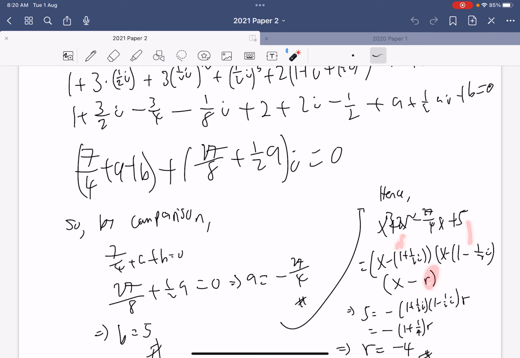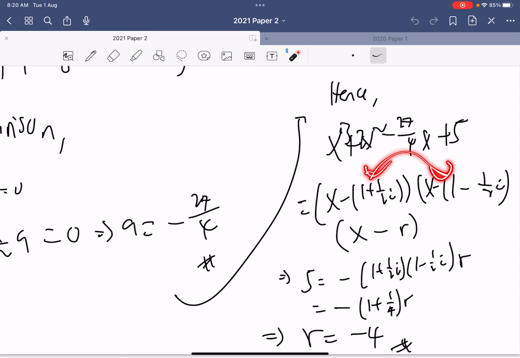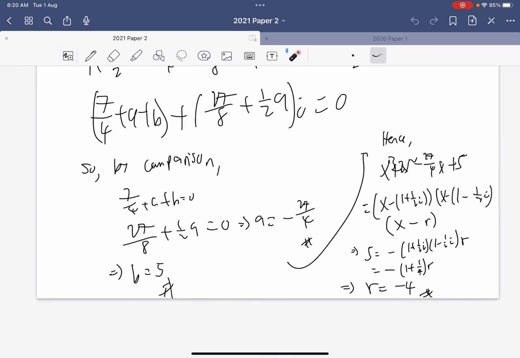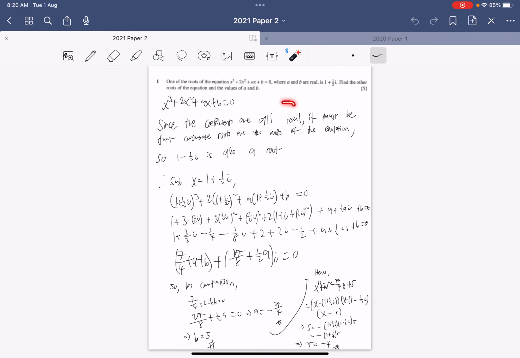Then we let R be the other root, which has to be real. Then we expand inside, which gets us what we want, and then we deduce that R equals minus 4. So it's a lot of algebraic manipulation, but the key idea is you know the other roots. So you have these two roots, you just let x minus R be another factor. After you found the constants, the unknowns, then you solve for R, which you see is minus 4.